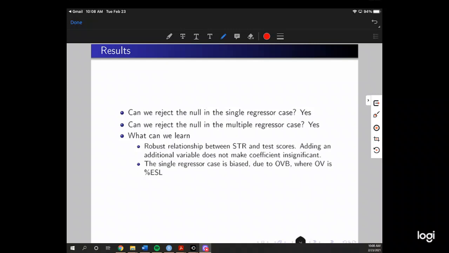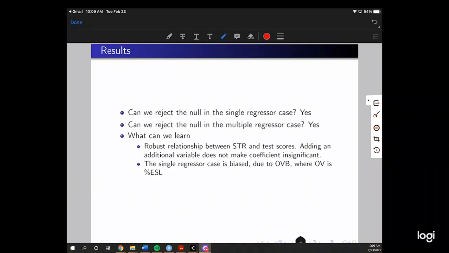So sometimes when you estimate a single regression model and then you add additional variables, the coefficient on the variable of interest might become statistically insignificant with the additional regressors, meaning that the relationship that you're trying to estimate is not very robust, meaning that it's a little bit messy, and so the model doesn't really identify the effect that you're looking for.